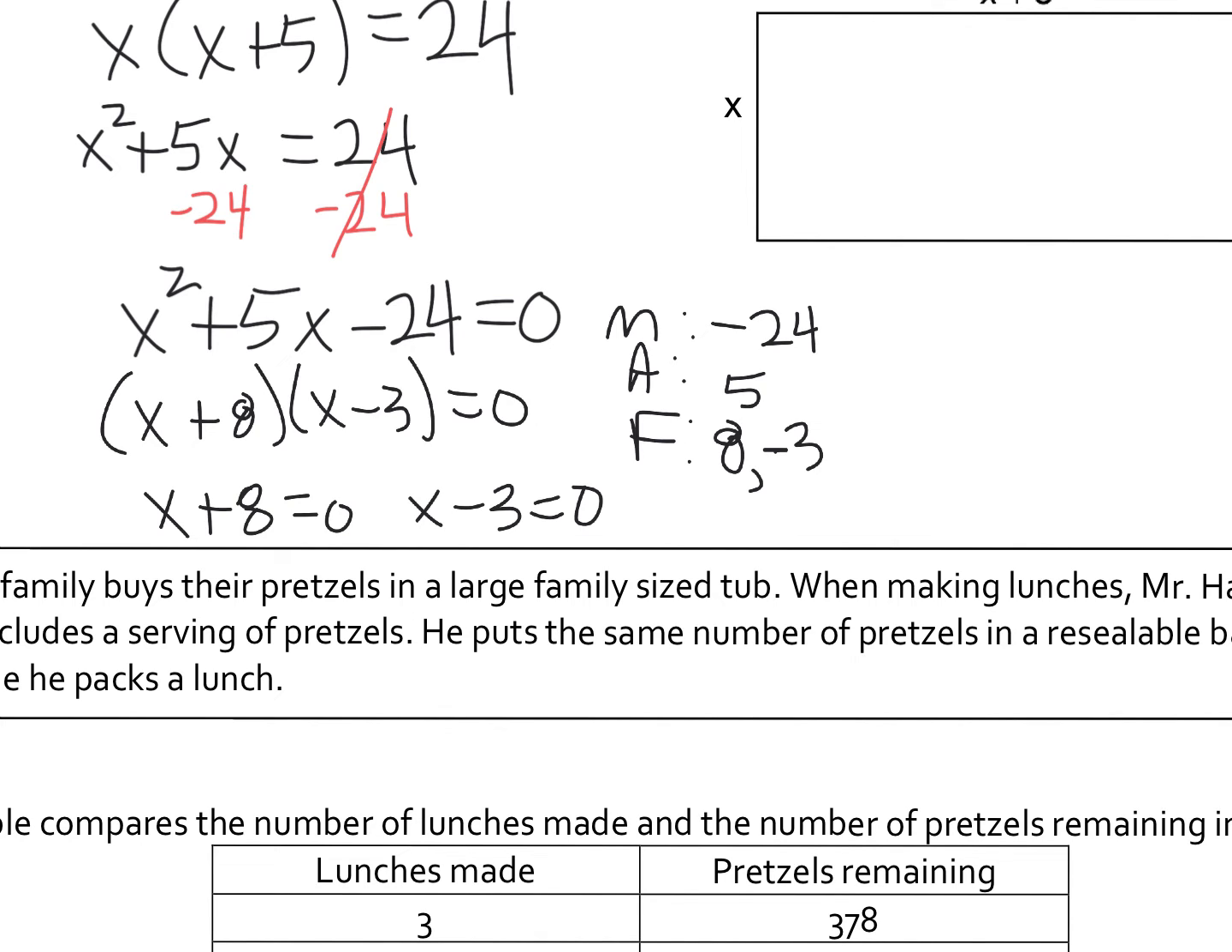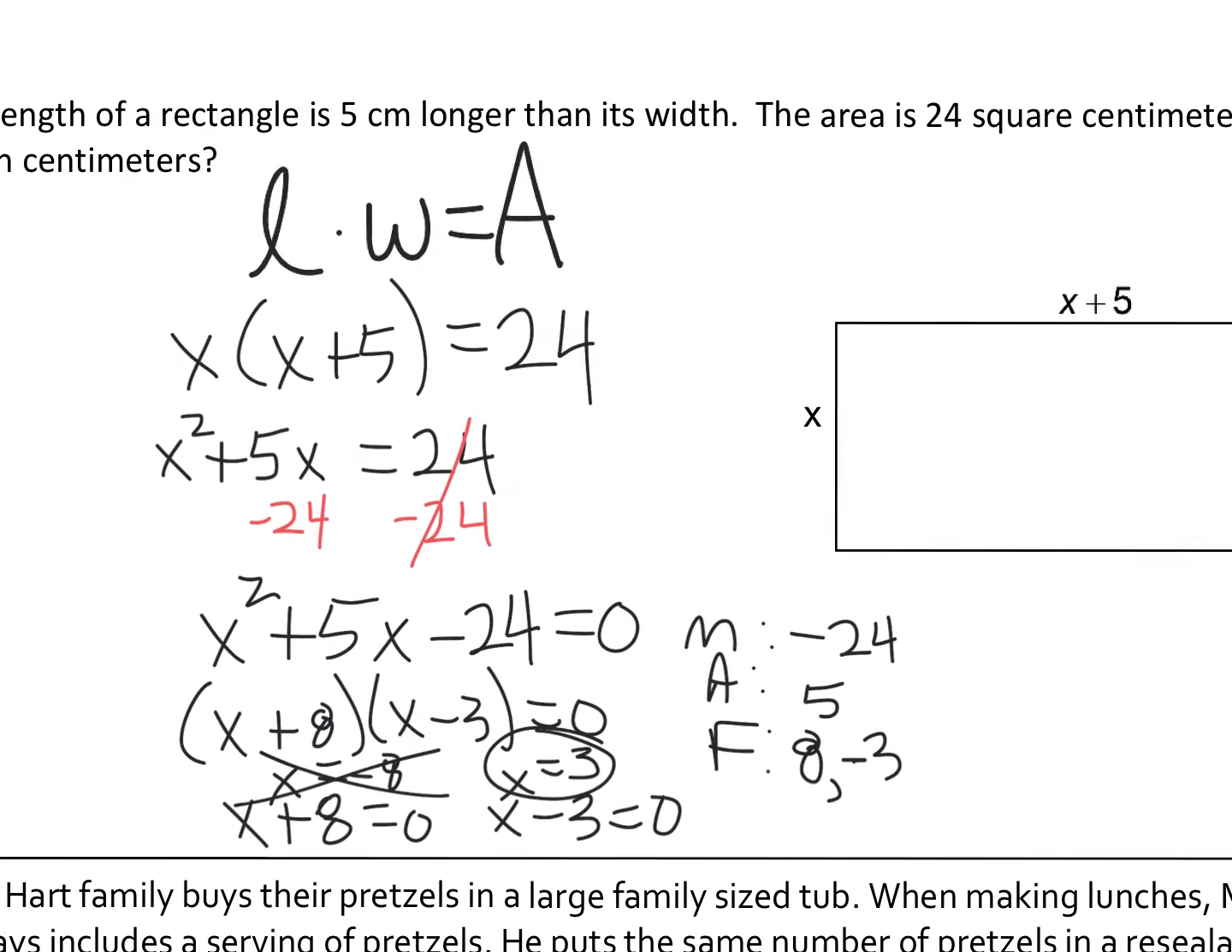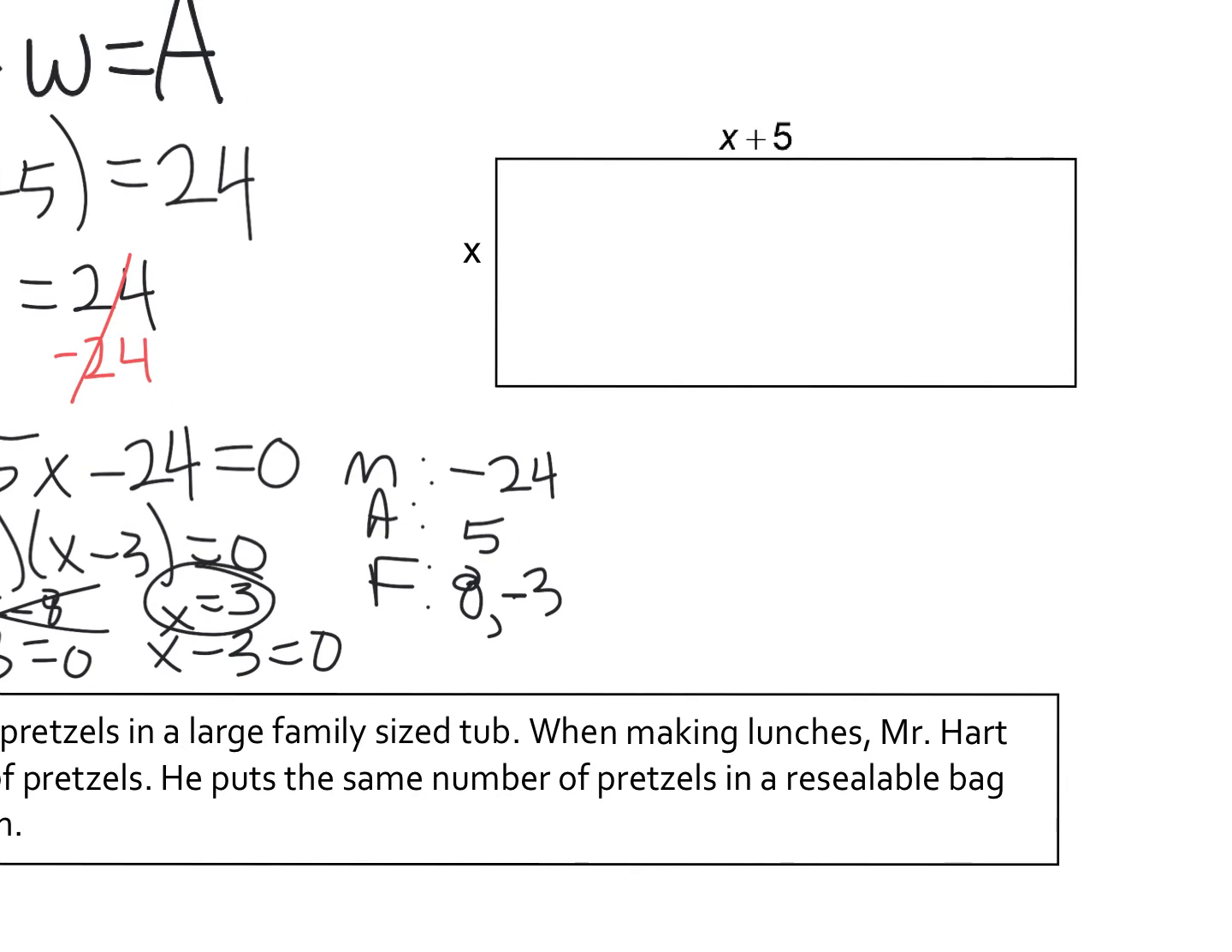And sorry, I ran out of room. I'm going to subtract 8 from both sides here, which gives us negative 8. I'm going to add 3 to both sides here, which gives us 3. That's the solving. You can't have a negative side, that's gone. Your positive side is 3. So our length equals 3.